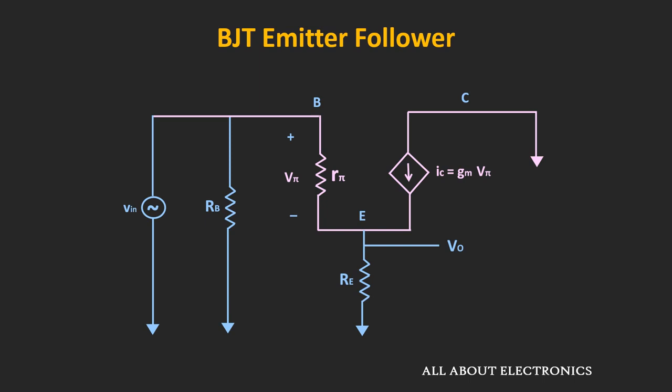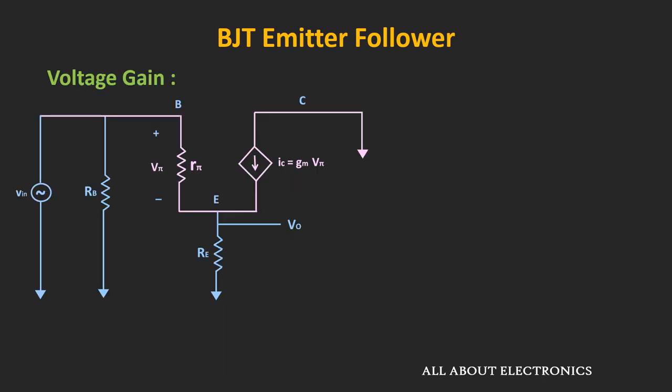Now, first of all let us find out the voltage gain. Here, this current is the base current, while this current is the collector current, and the current flowing through the emitter resistor is equal to the emitter current. So from this we can say that the output voltage Vout is equal to IE times RE, that is equal to (IB plus IC) times RE.